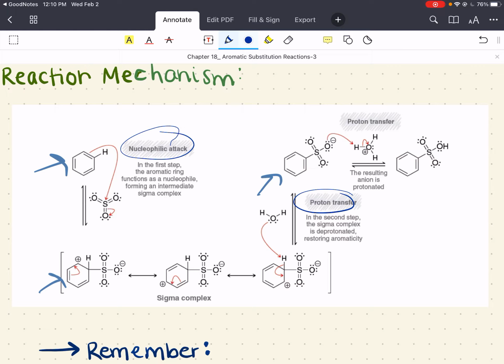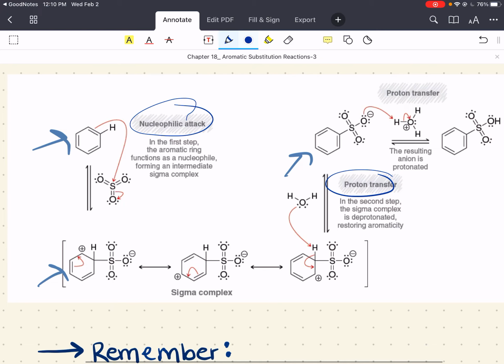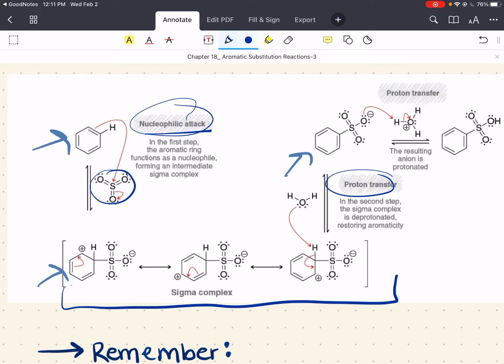Well, spoiler alert, this is characteristic of pretty much all electrophilic aromatic substitution reactions. Now, let's look at this reaction mechanism a little closer. Our first step is nucleophilic attack, where our aromatic ring functions as a nucleophile, attacks our sulfuric acid, and forms an intermediate sigma complex.